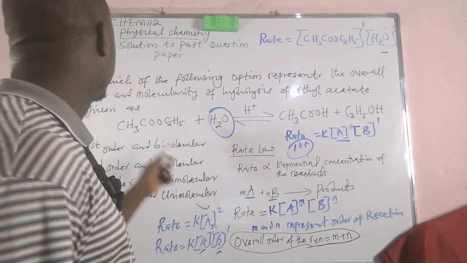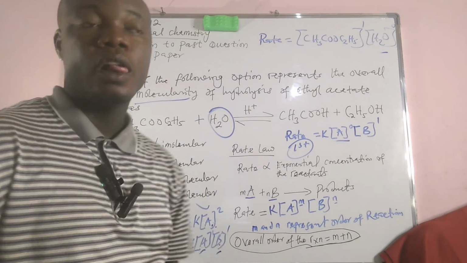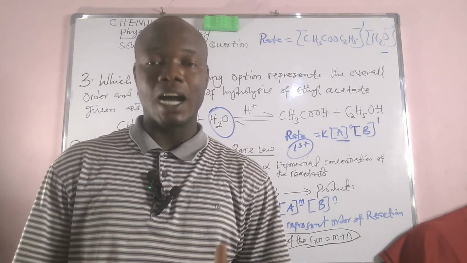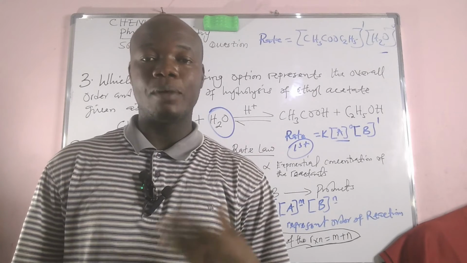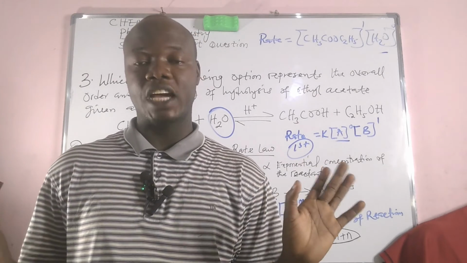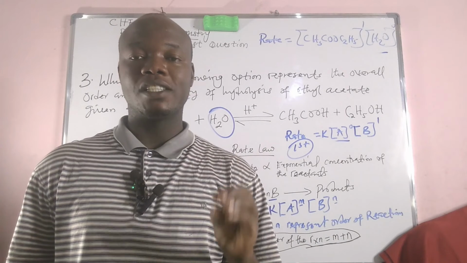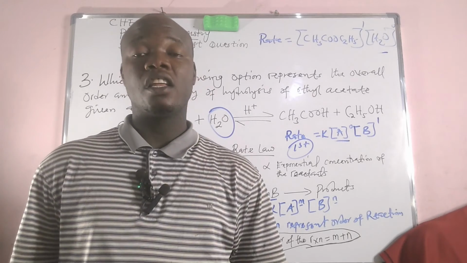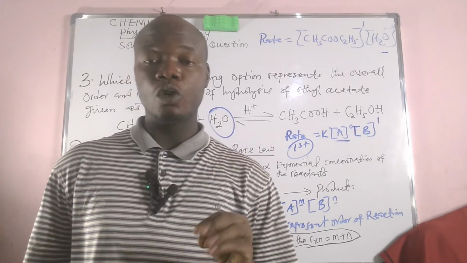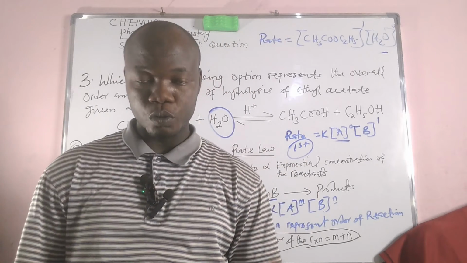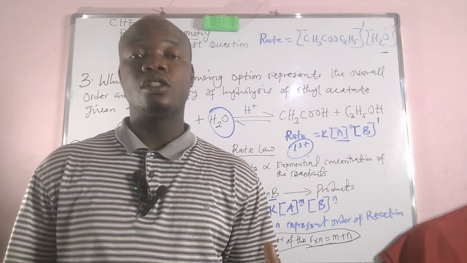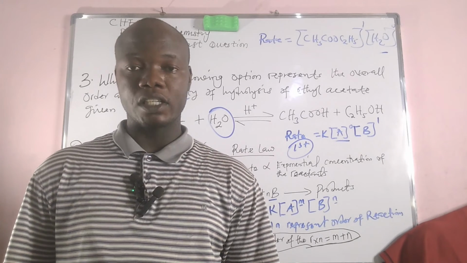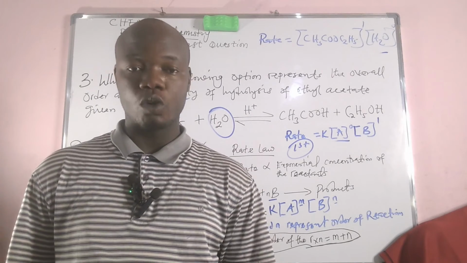We need to understand the word molecularity. When we say molecularity, it means the number of molecules that participate in a chemical reaction. The number of molecules that participate in a chemical reaction is what we call molecularity. If you have two molecules involved in the chemical reaction, you have bimolecularity. If it is three, you have termolecularity. If it is one, you have unimolecularity.